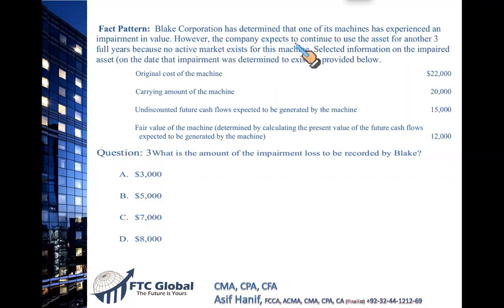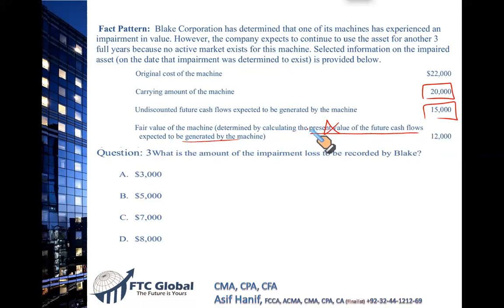However, the company expects to continue to use the asset for another 3 full years because no active market exists for this machine. Selected information on the impaired asset on the date that impairment was determined to exist provided the following data. Original cost, carrying value, this is what we need. The undiscounted future cash flows, that is 15, and the fair value of the machine determined by calculating the present value of the future cash flows.